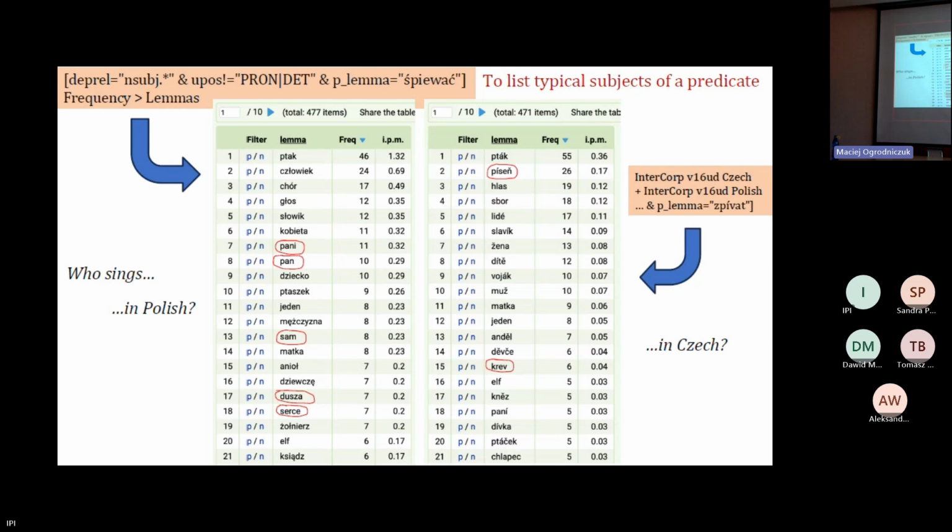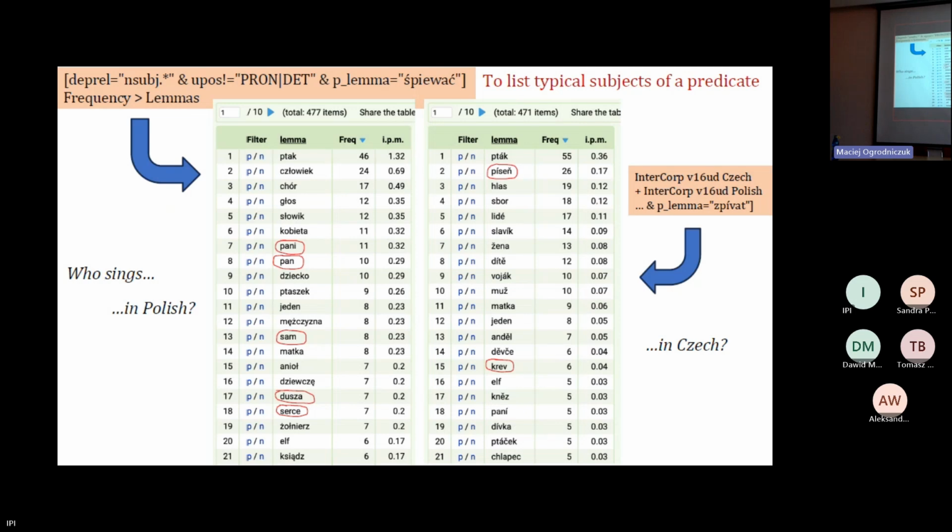and you are probably not interested in pronouns or determiners. Sometimes determiners count as pronouns in Universal Dependencies annotation. You should be careful about this. And then you get this list. So the same, you go to frequency, then it's simpler. You just want to display lemmas, and you can do the same for Czech.